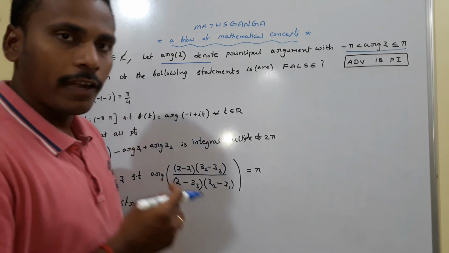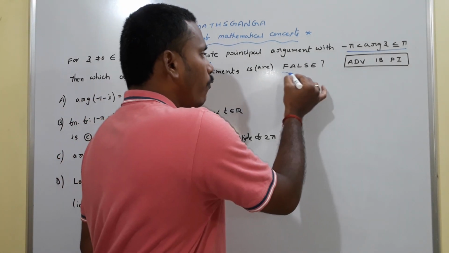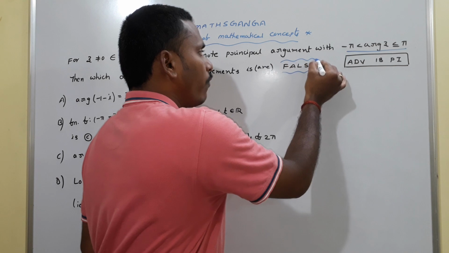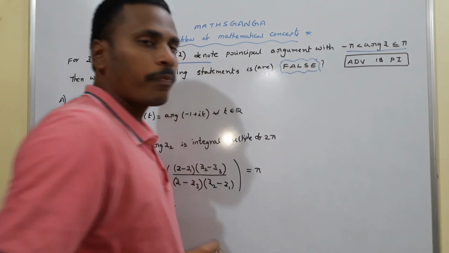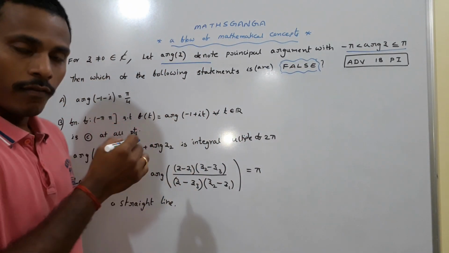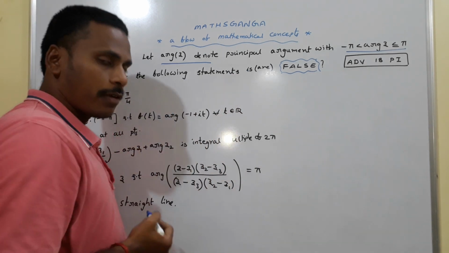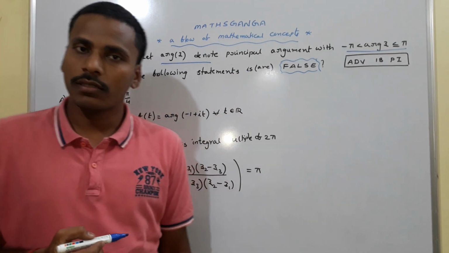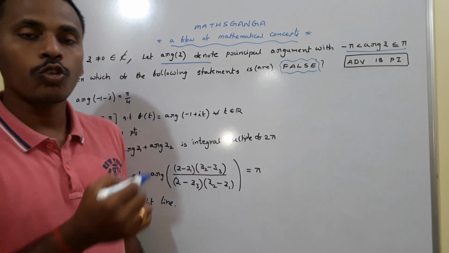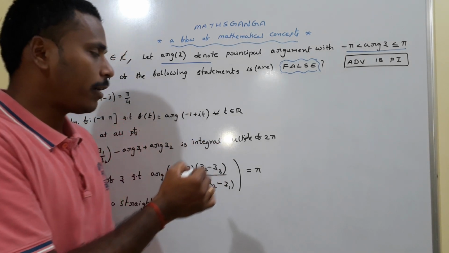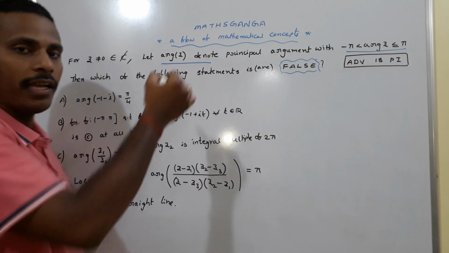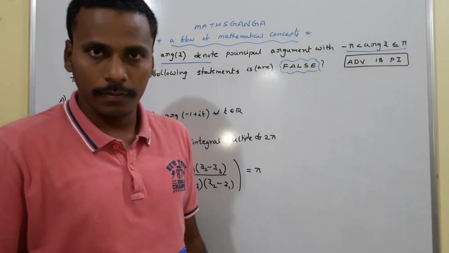We need to identify an option which is false. We need to identify the false option. Okay, be careful for these types of questions. Sometimes they may ask us the true statements, sometimes they may ask us the false statements. So we need to mark the false statements among these four depending on the argument of the complex number.